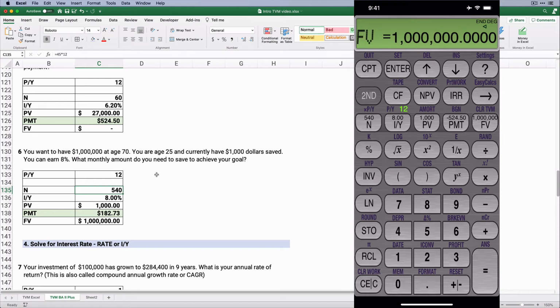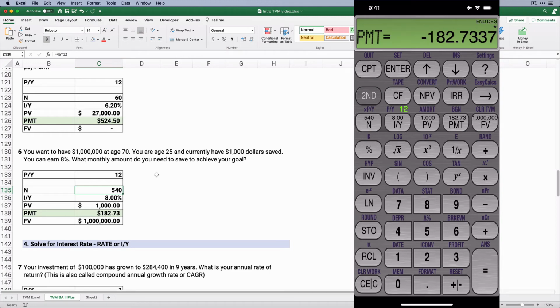Now, the problem is if I do compute payment, it's going to be an incorrect number because I have present value and future value the same sign. Sometimes it would have an error 5. So I need to set my 1,000 as a negative present value. My future value is going to be 1 million. So now I compute payment. And here it's $182.73. So our payment is $182.73.